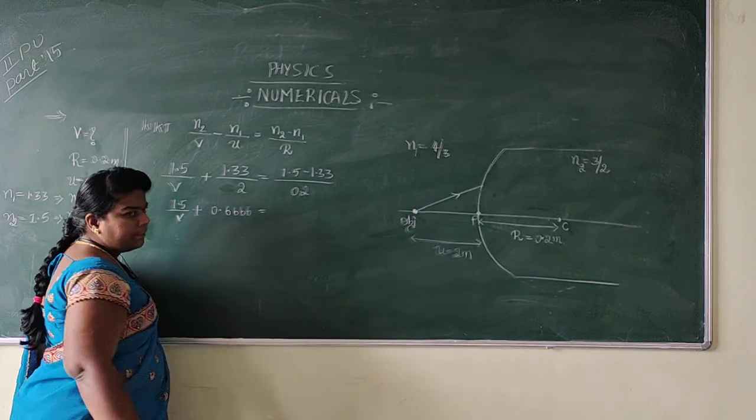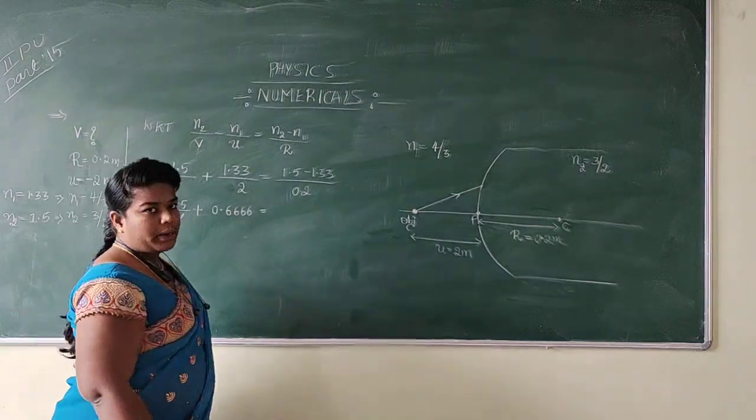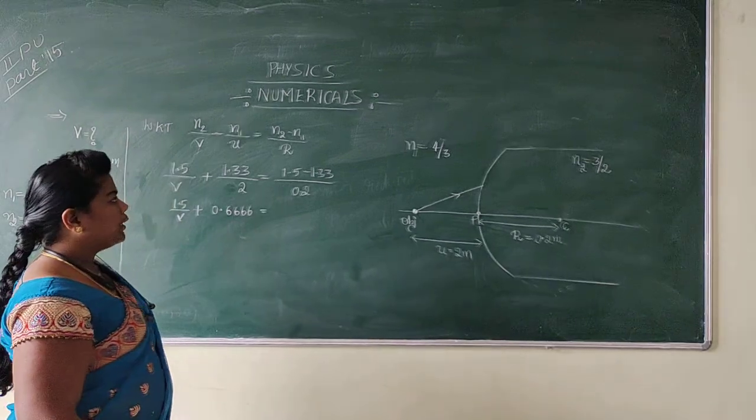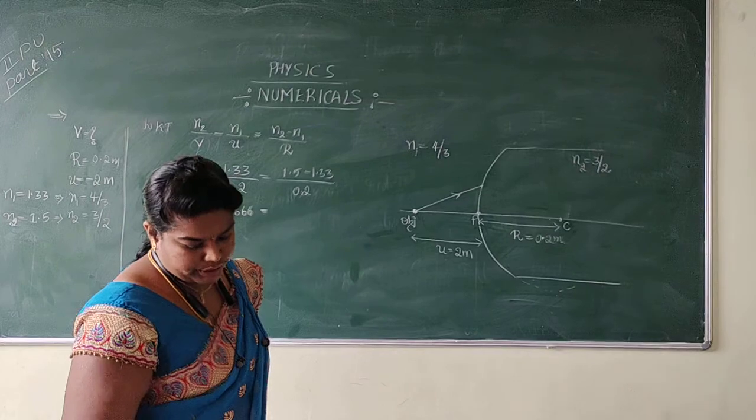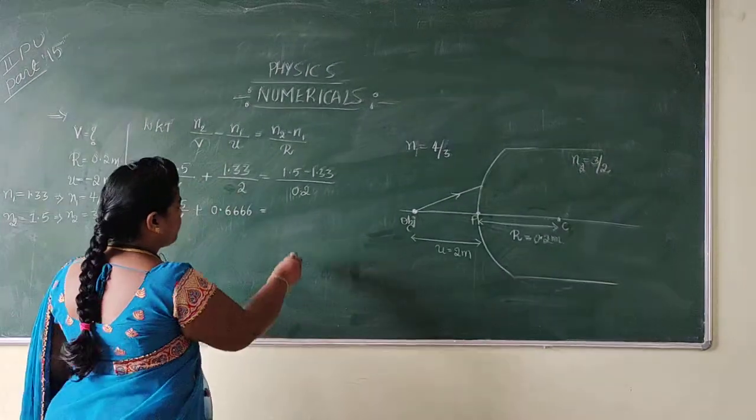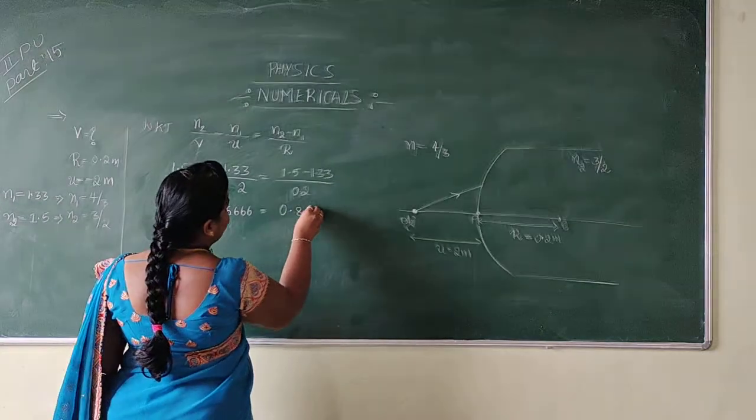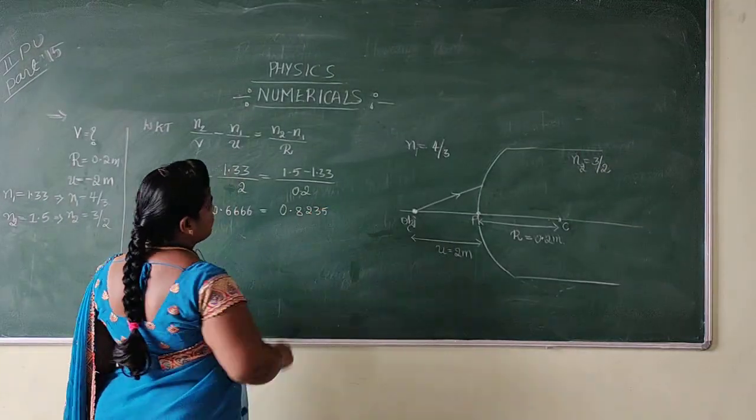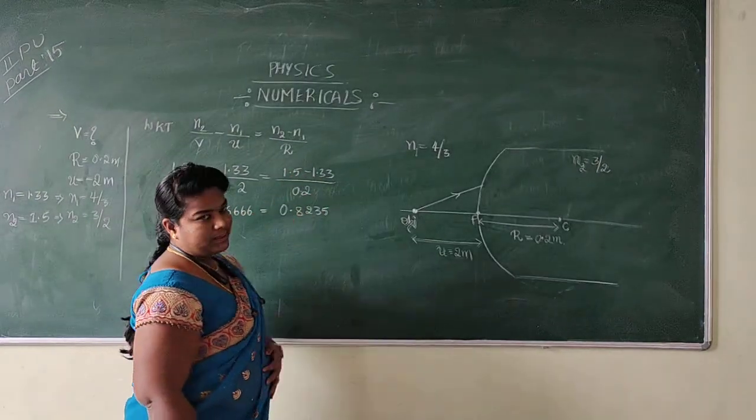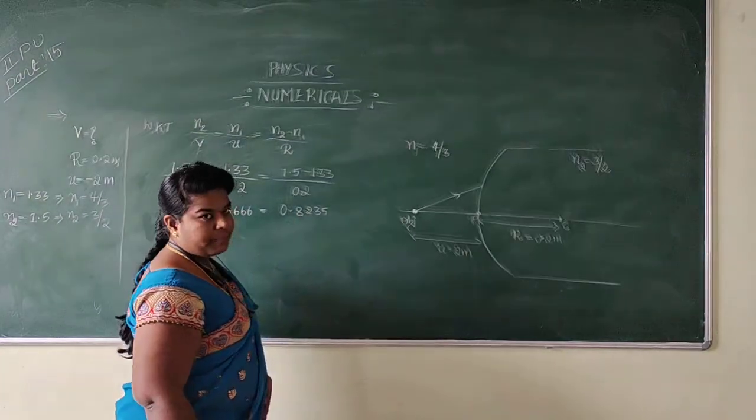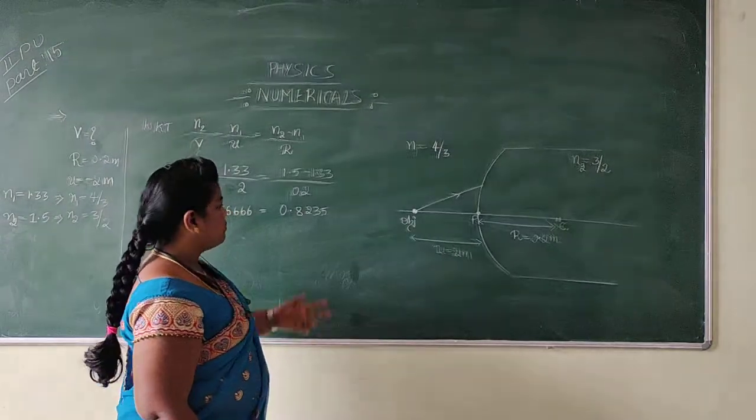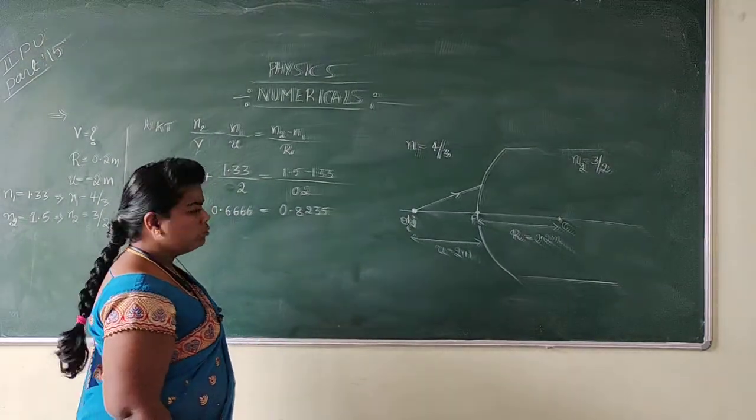0.6666 keeps going. Which is equal to 1.5 minus 1.33, that gives 1.23 hmm, 1.23 divided by 0.2. How much do you get? 0.8235. See, what to do? Take the calculator. Do 1.5 minus 1.33 and you get 1.23. So divide by 0.2. So you will get 0.8235.